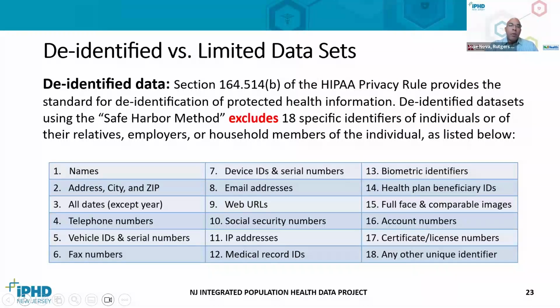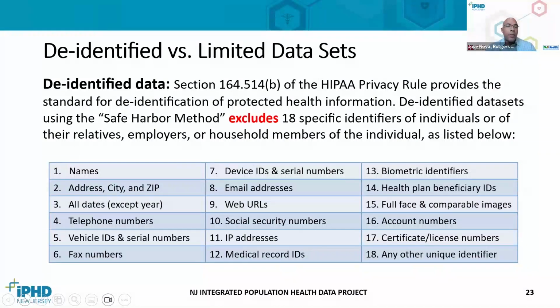Talking a little bit more about the type of data that we're releasing, there are two types: de-identified and limited data sets. De-identified data excludes the 18 specific identifiers listed on the screen. Some of those are more obvious, but I do want to draw attention to number 2 and number 3. When it comes to geographic IDs, all the geographic subdivisions smaller than a state, including street address, city, county, precinct, zip code, and their equivalent geocodes, except for 3-digit zip codes, are excluded in a de-identified data set.